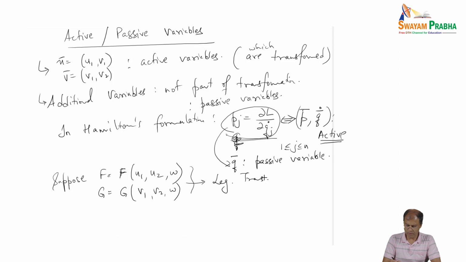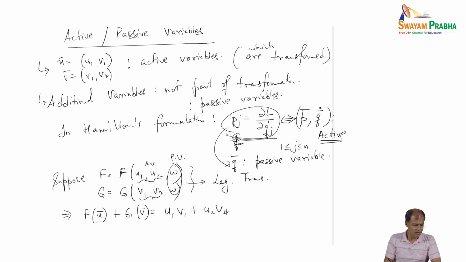These are my Legendre transforms. Now clearly I am going to denote u1, v1, u2, v2 as my active variables, and my variables w here as passive variables. So the Legendre transform says f of u plus g of vector v is equal to u1 v1 plus u2 v2. We have also further assumed in this setup that v, the vector v, is the derivative of f with respect to u.